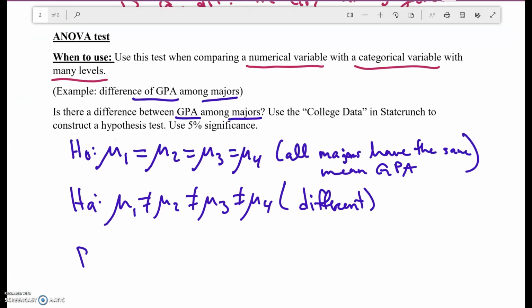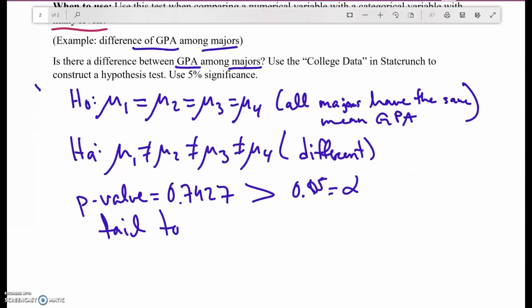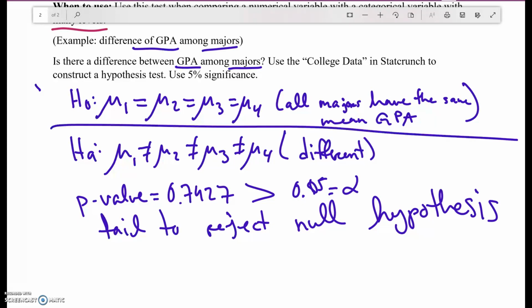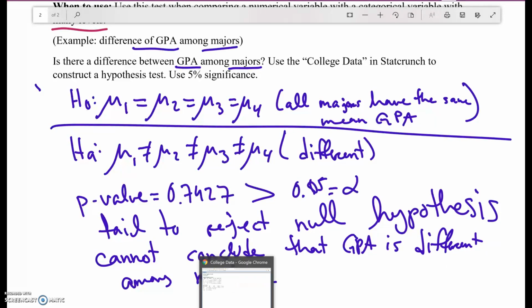And here's my p-value, 0.7427. So 0.7427 is going to be my p-value. My alpha is going to be 0.05. You can see that my p-value is really high, so we fail to reject the null hypothesis. So what can we conclude? Well, we have to say we cannot conclude that GPA is different among majors.